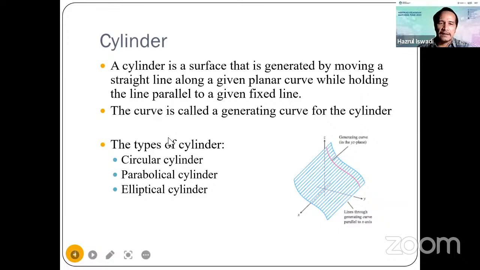There are several types of cylinder based on the generating curves. For example, a circular cylinder means that the generating curve of the cylinder is a circle. A parabolical cylinder means that the generating curve of the cylinder is a parabola, and an elliptical cylinder means that the generating curve of the cylinder is an ellipse.